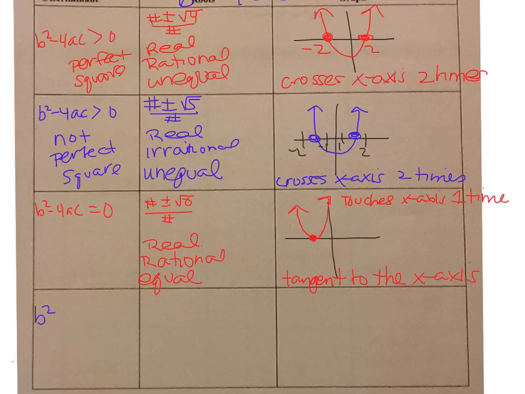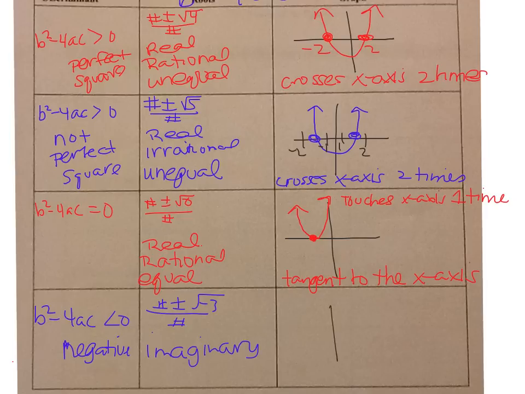When b squared, this is the easy one. B squared minus 4ac is less than 0, meaning it's negative. So think about it. You have a number plus minus the square root. Doesn't matter what number it is as long as it's negative, -3, over a number. So what is this? When you have a negative under the radical, it's imaginary.